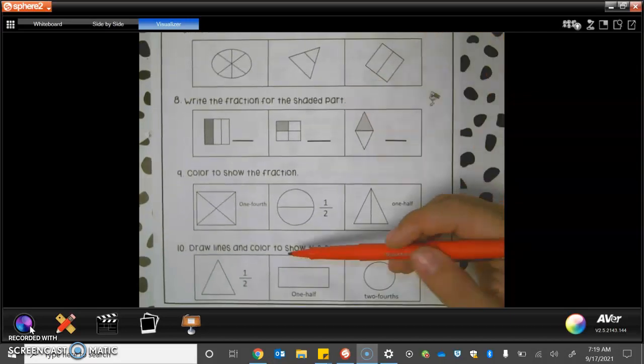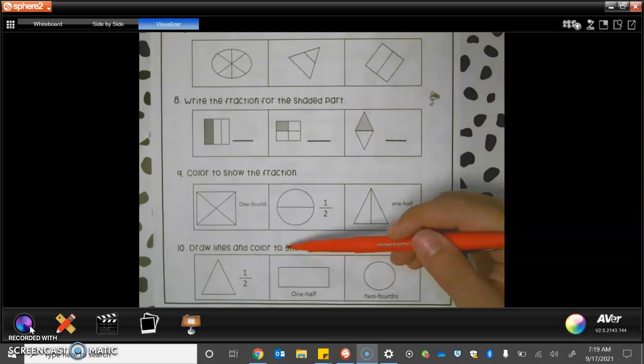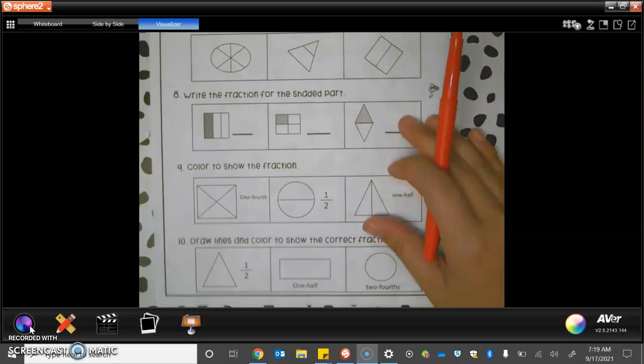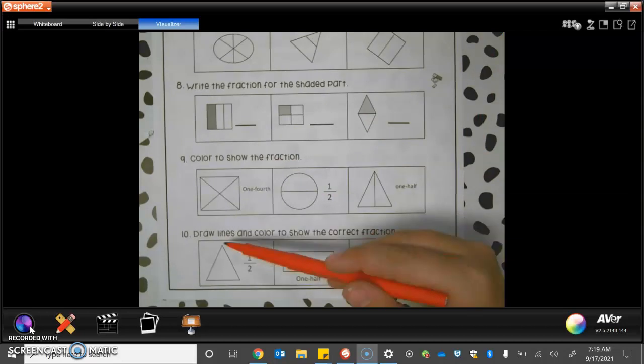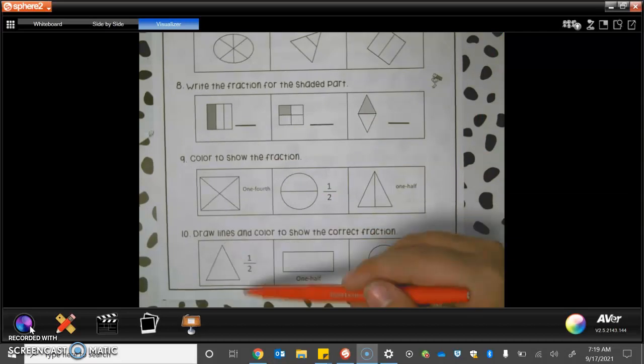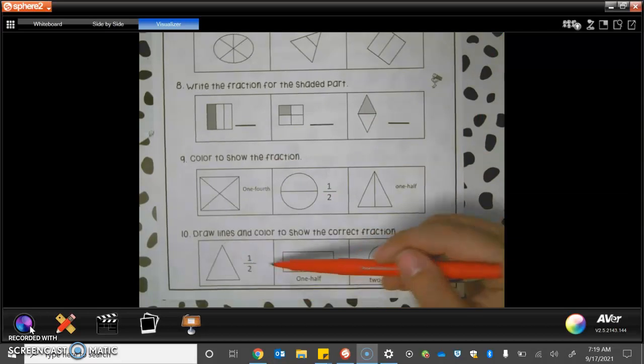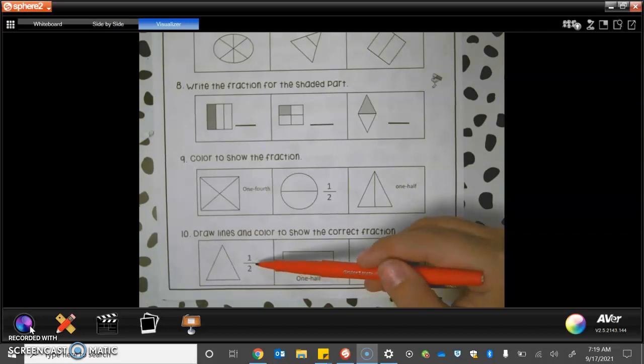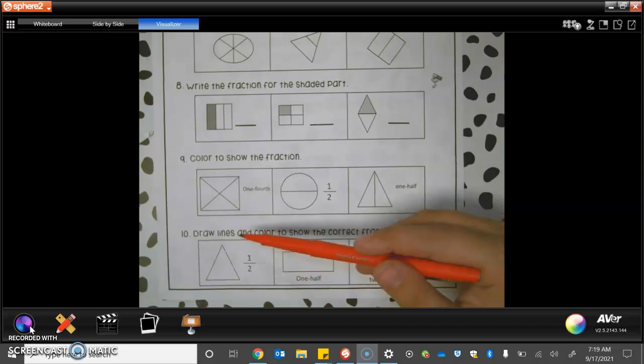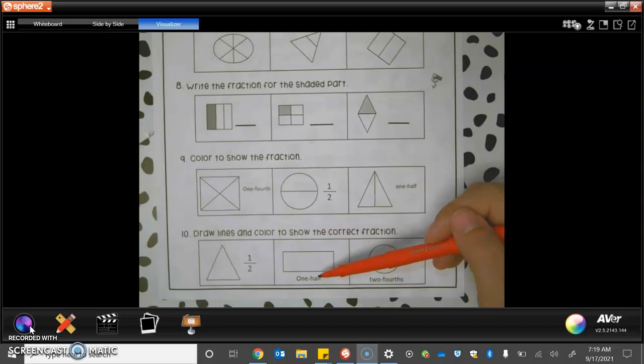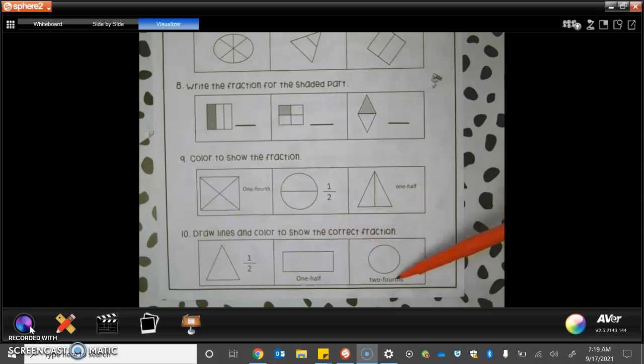Number 10. Draw lines and color to show the correct fraction. So for these, you need to draw lines to show the fraction and shade in what the fraction says. So this is half, 1/2. So you'll need to draw the lines and shade in 1/2 and 2/4. Again, try your best.